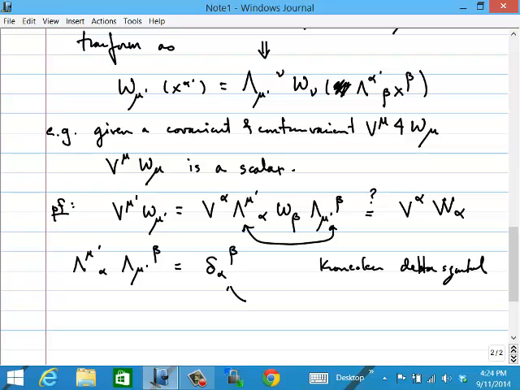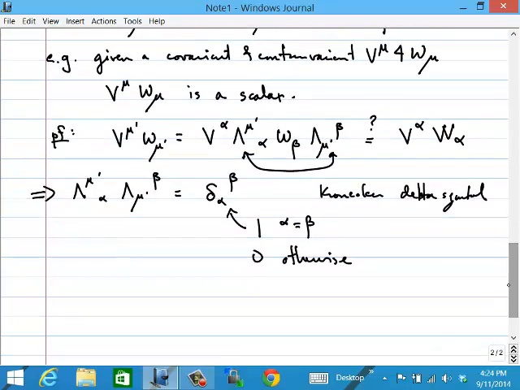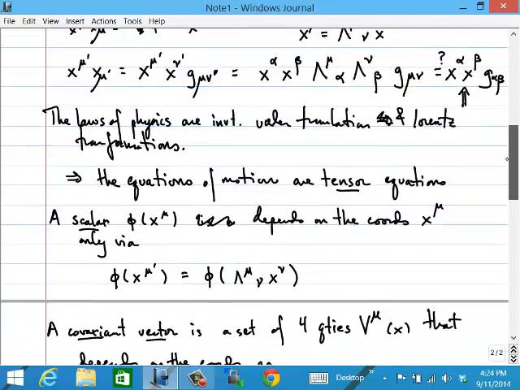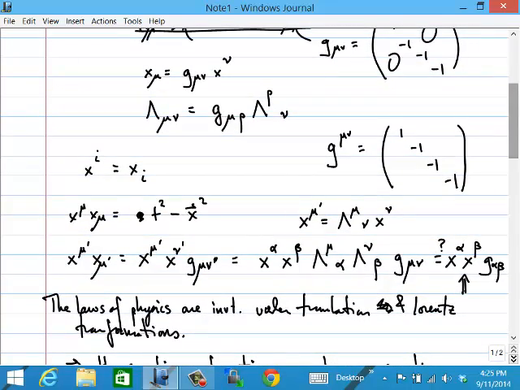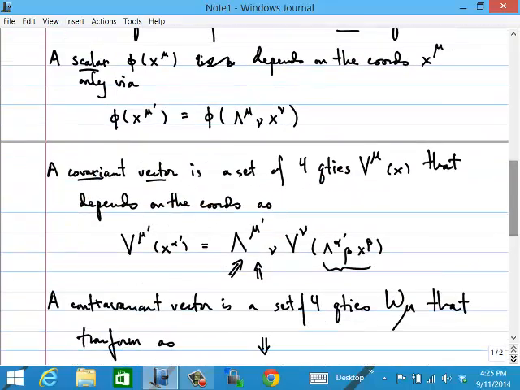Namely, it's equal to 1 if alpha is equal to beta and 0 otherwise. And the fact that lambda mu prime alpha lambda mu prime beta is equal to this Kronecker delta symbol just follows from the defining property of these Lorentz transformation matrices that we defined above, namely that this guy is equal to this guy. Okay, so let's just see that in a little bit more detail.